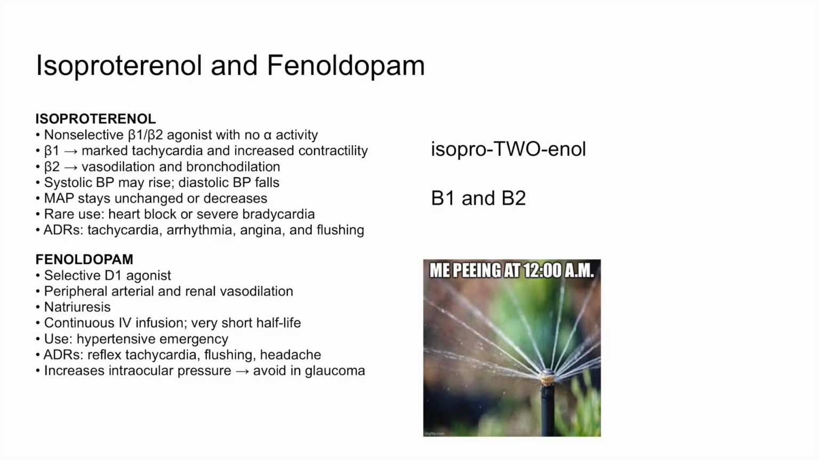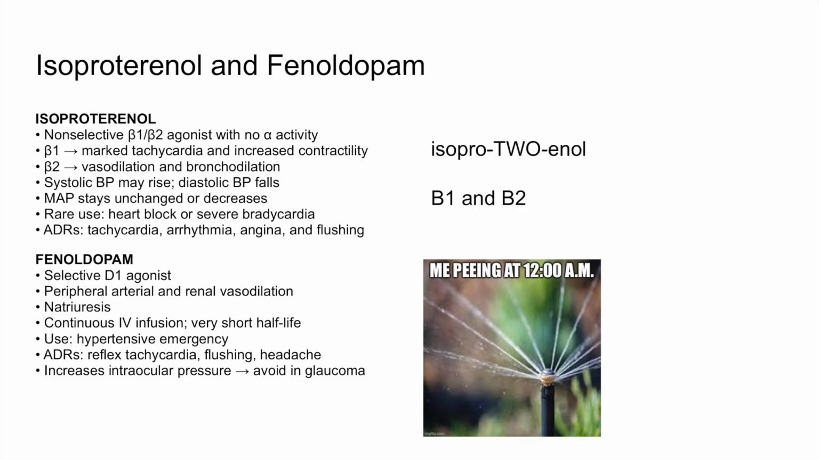Isoproterenol stimulates beta-1 and beta-2 receptors without meaningful alpha activity. Beta-1 stimulation, like I said, is going to increase heart rate and contractility, while beta-2 stimulation is going to cause vasodilation and bronchodilation. Because systemic vascular resistance falls, diastolic pressure decreases, and the baroreceptor reflex produces additional tachycardia on top of the direct beta-1 effect. This makes isoproterenol especially likely to cause rapid heart rate, arrhythmias, angina, and flushing. Its clinical use is now limited, but it may occasionally be used for severe bradycardia or heart block.